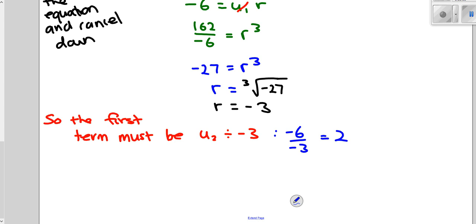So the general term, the u of n equals the u of 1, which is 2, multiplied by the common ratio, which I'll put in brackets. You could say 2 times negative 3 to the n minus 1.